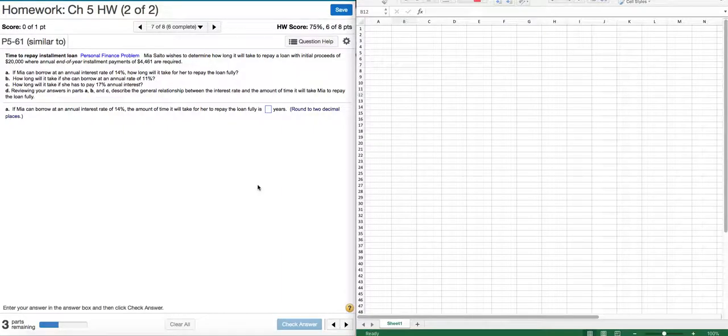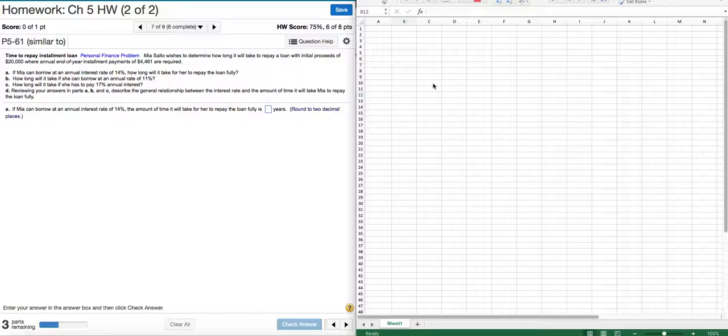Our problem 5-61, and we have Mia, who is going to repay a loan with initial proceeds of $20,000 and end of year installment payments of $4,461 are required. And we want to find out how long it will take to actually repay the loan under a few different interest rate scenarios. So obviously we're looking for the amount of time to determine how long it will take to repay.